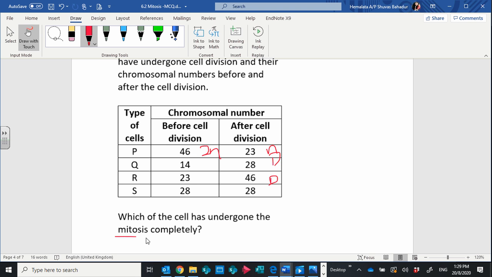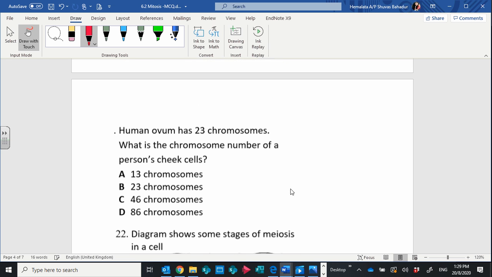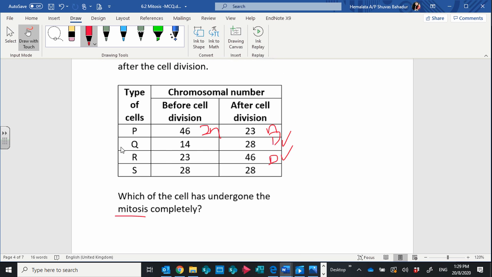So which one undergoes mitosis? Very simple, you only take the duplication ones. So the answer will be Q and R. Most of you took it the other way, whereby you only looked at 46 because you thought 46 is the human's chromosome number, that's fixed. No, this is not the right answer, neither is this one.